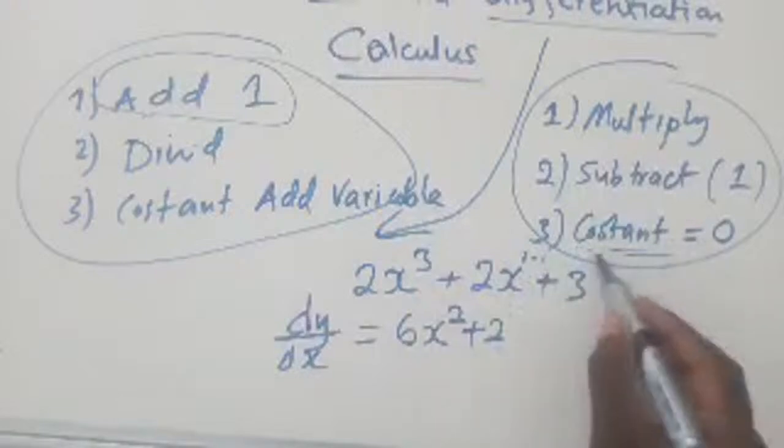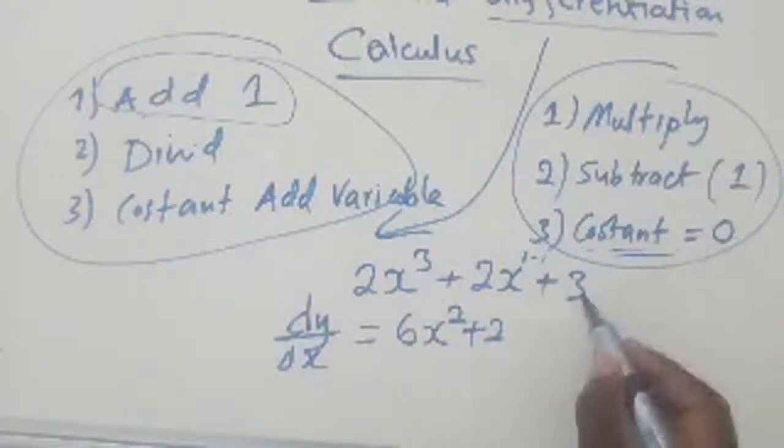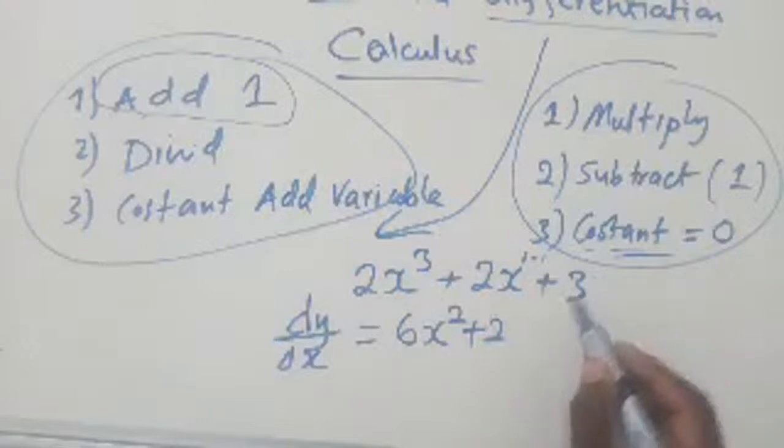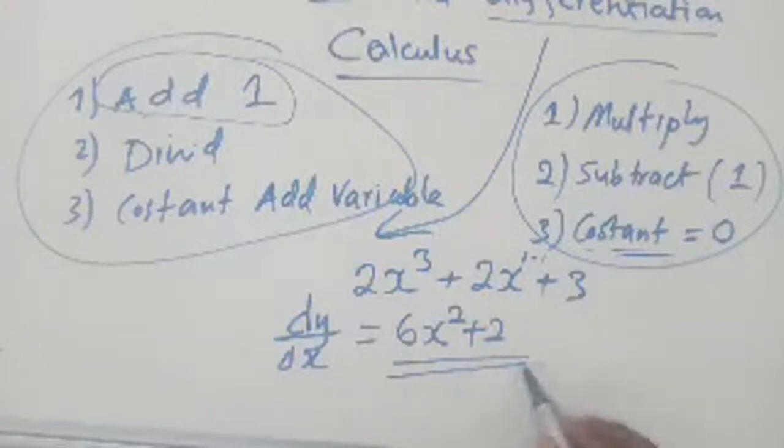Now, rule number 3 says every constant is supposed to be 0. So forget about this one because it has no variable. So meaning it is a 0. This one is a 0. So this is your answer.